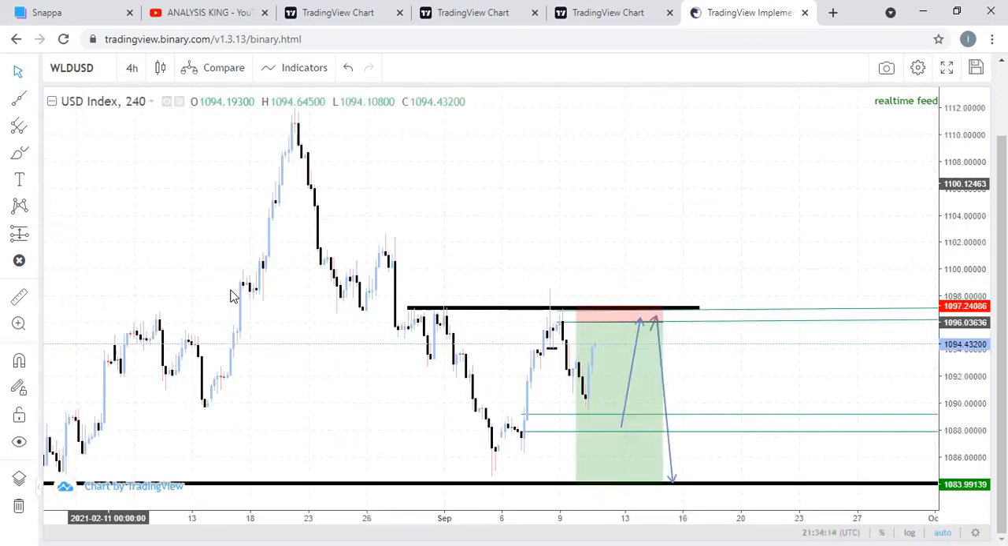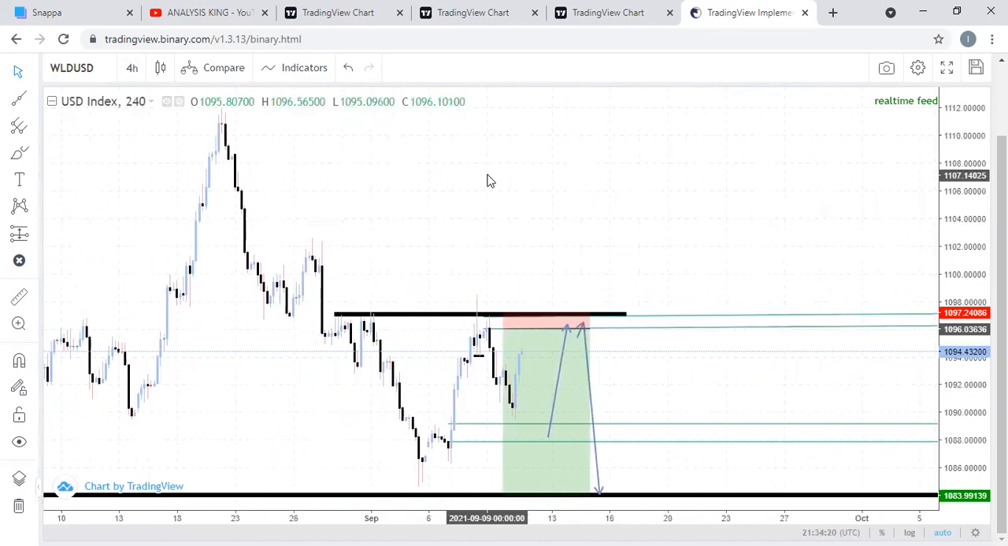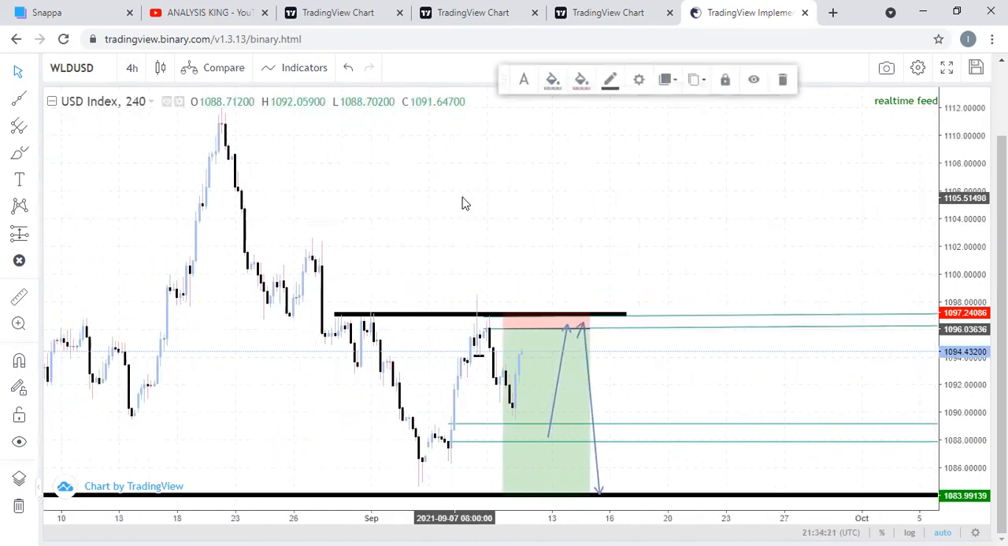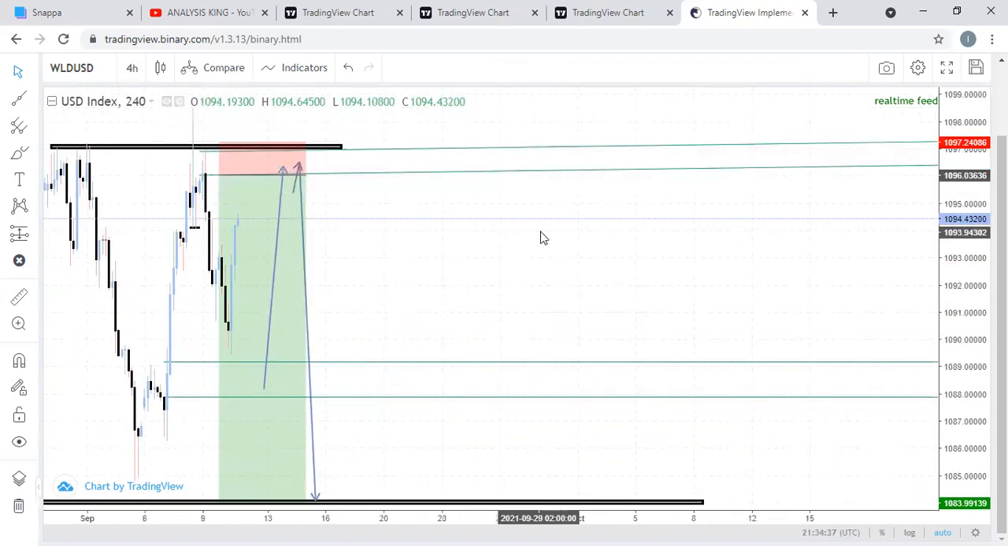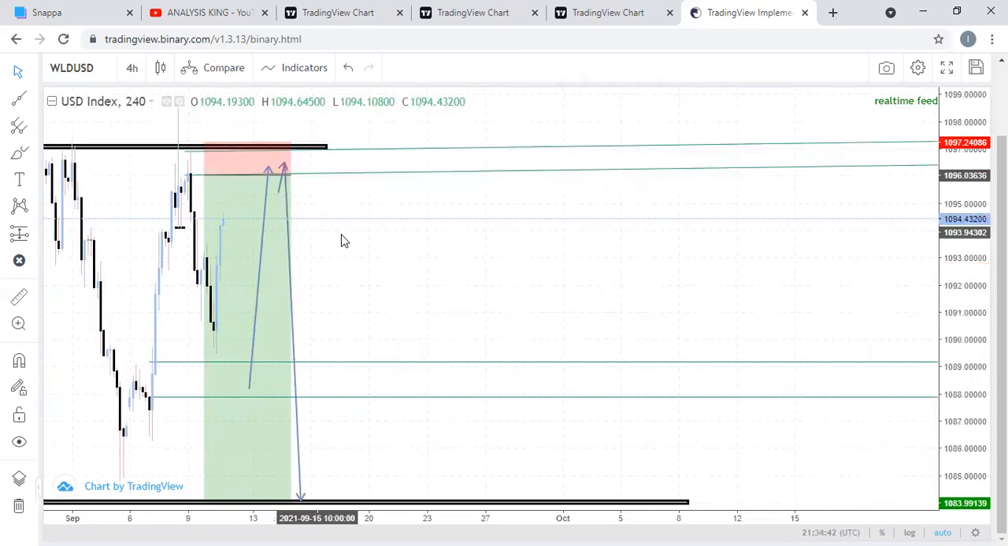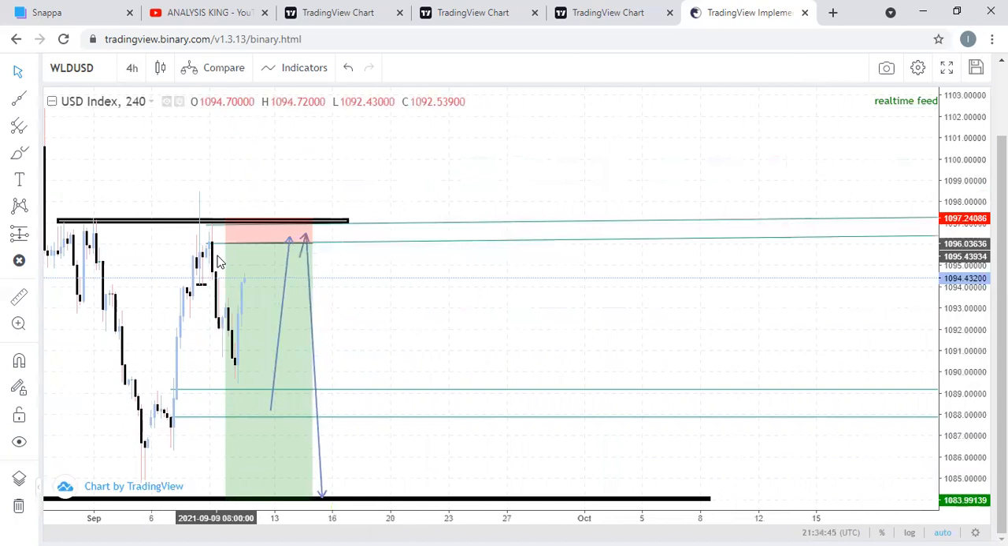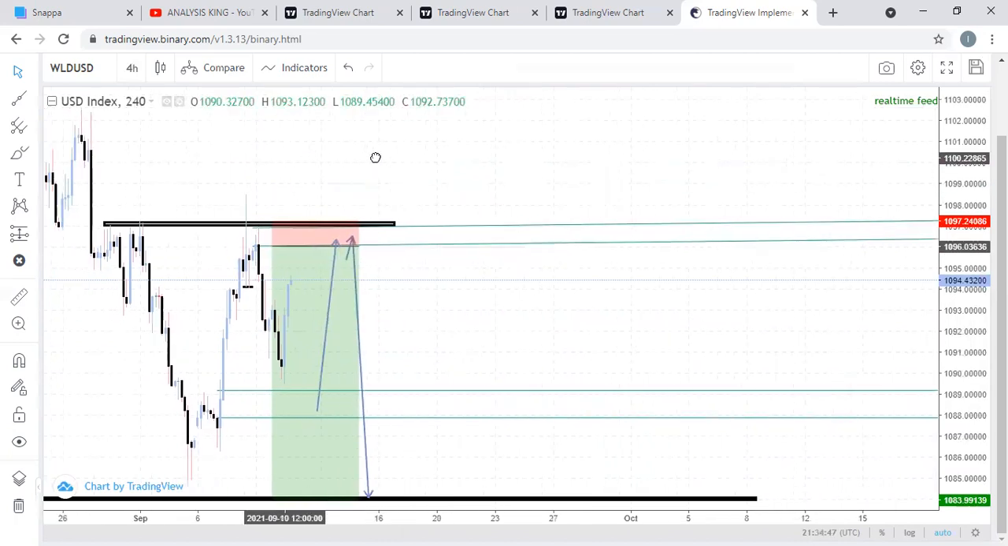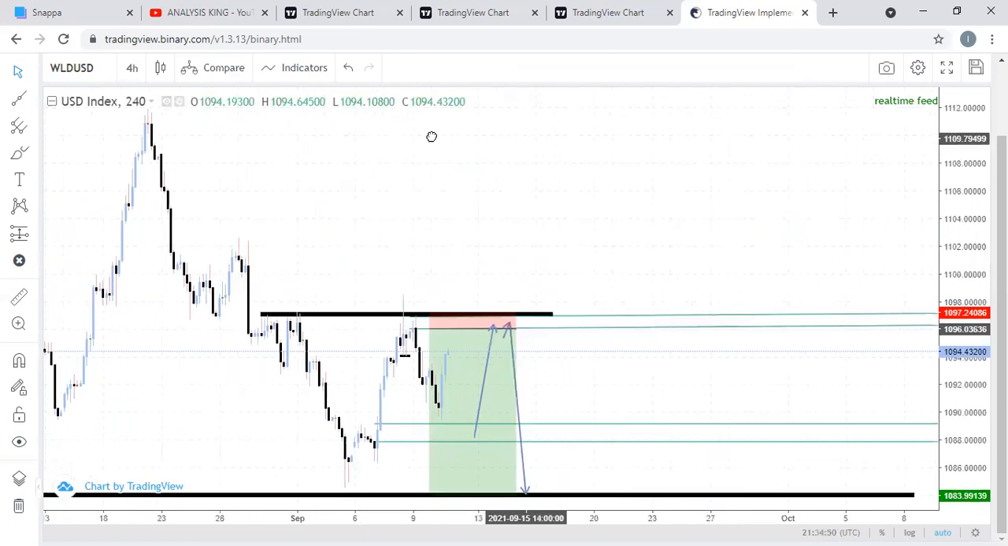Let's dissect the 4 hour chart to see the possible entries for the dollar. By the way, this is the dollar index, which measures the strength of the dollar, so it's not a tradable pair. We can see that there is a level right here. I trade supply and demand, so I'm a supply and demand trader.